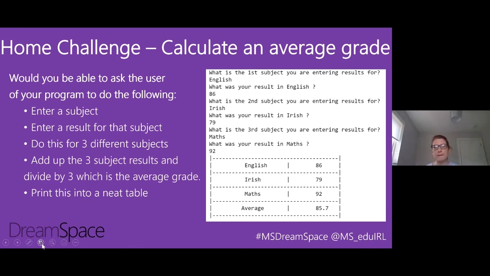Now that's all fine. But then what we want you to do is program it so that the results you entered, those 3 results, we get the average of them. So we get the average grade. So what you're going to have to do is use your operators there to add up the 3 subject results, okay? And then divide that total by 3 to get our average grade.